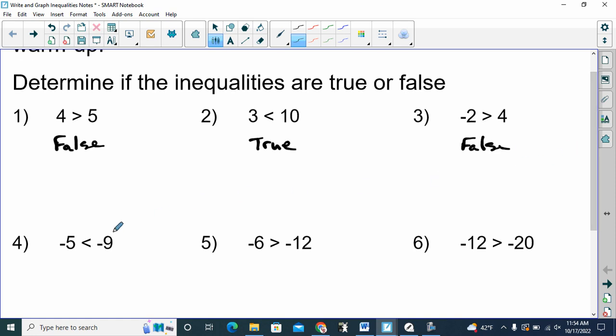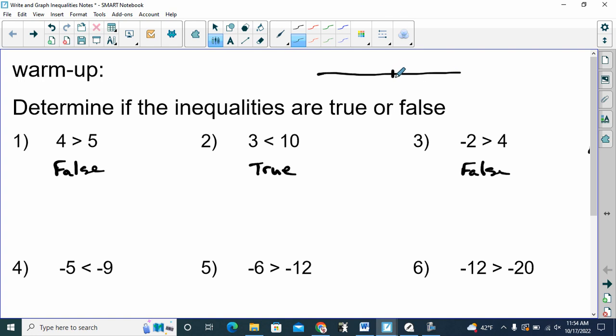When comparing two negative numbers, remember the more negative it is, the smaller. So if we were to look at the number line, so we've got 0, and then we go up 1, 2, 3 from 0, and then we go down from 0. That's going to be -1, -2, -3, and so on. Notice -5 is right here, -9 is right here. -5 is bigger than -9. This is saying -9 is the bigger one. This is a false statement.